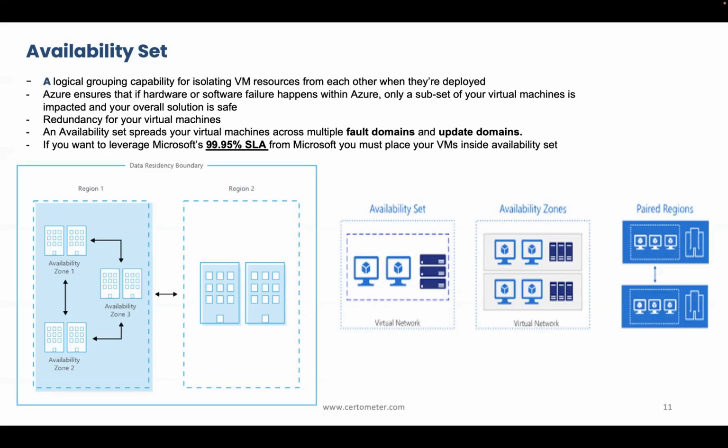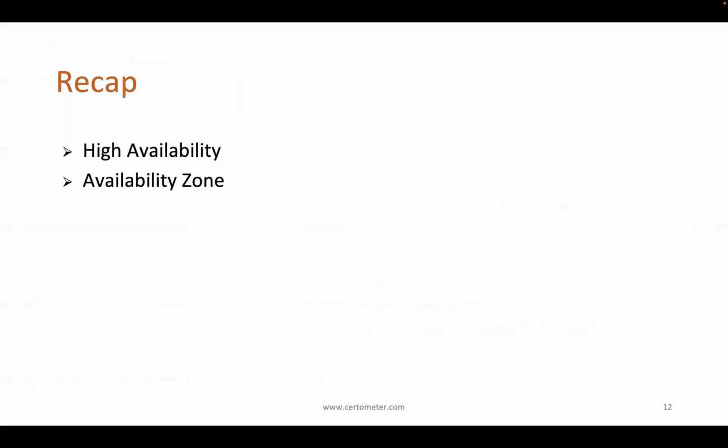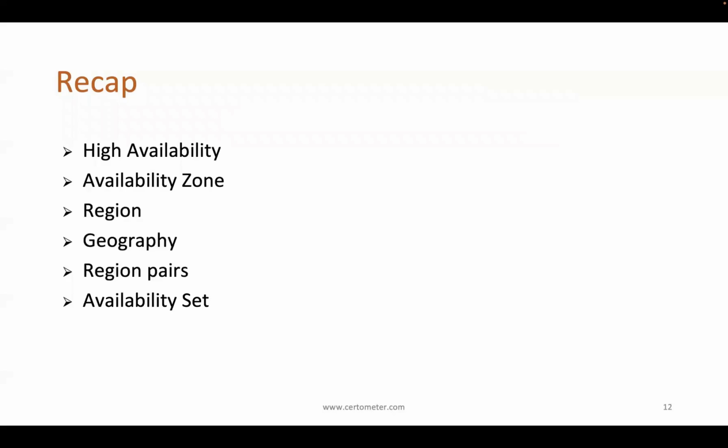So with this, it concludes the solution for today's problem statement. Now let's recap what we have learned today. We have understood the concept of high availability solutions in Azure. We have understood the concept of availability zone, what is the concept of region, geography, and regional pairs. Also, we have understood the concept of availability set.